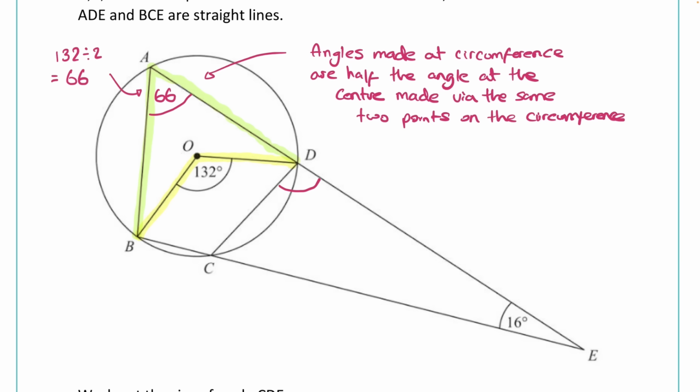You can use the word arc, you can use the word subtended instead of made. There's lots of different variations of the language, whatever you prefer. But that's what I'm going to write down for that one. So now I have that one, I can now actually look at this cyclic quadrilateral.